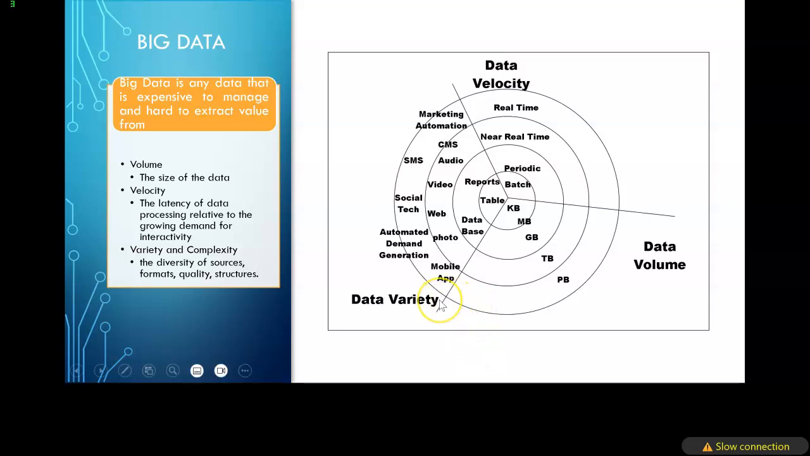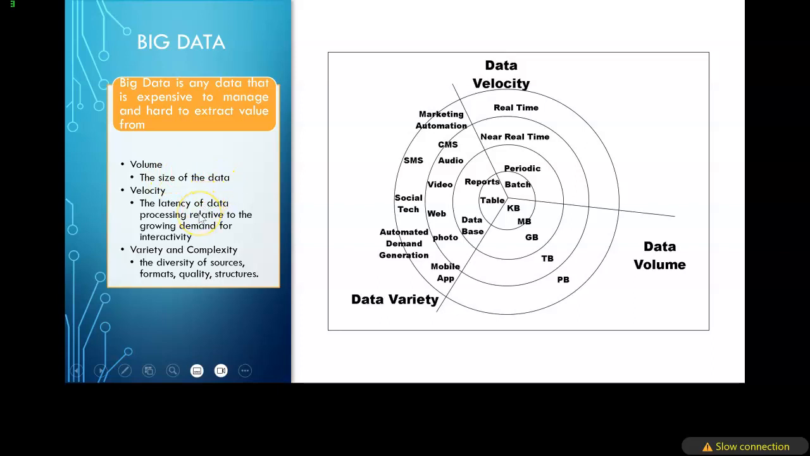So let's come to big data. What is big data? Big data is data that is expensive to manage and hard to extract value from. That's why data science comes in to take a portion of this data for data analytics to analyze so companies can understand it. Now, talking about big data, we are looking at the value of data. We are looking at the size of the data. We also look at a terminology called velocity. Velocity is the rate at which the data is accumulating over time.